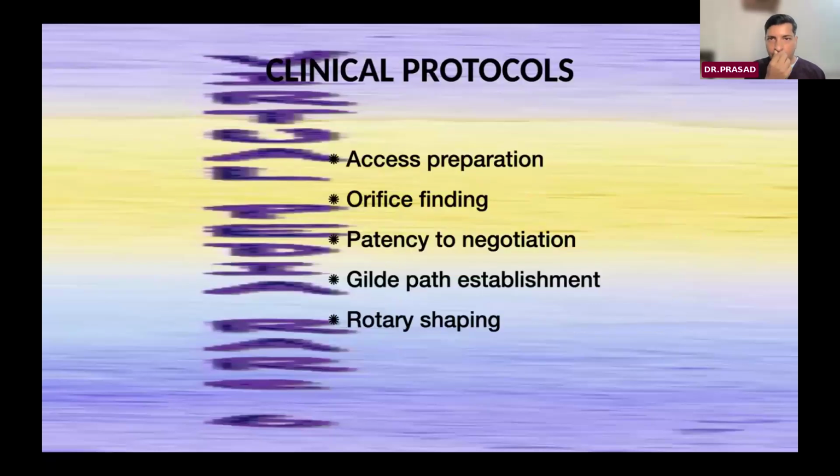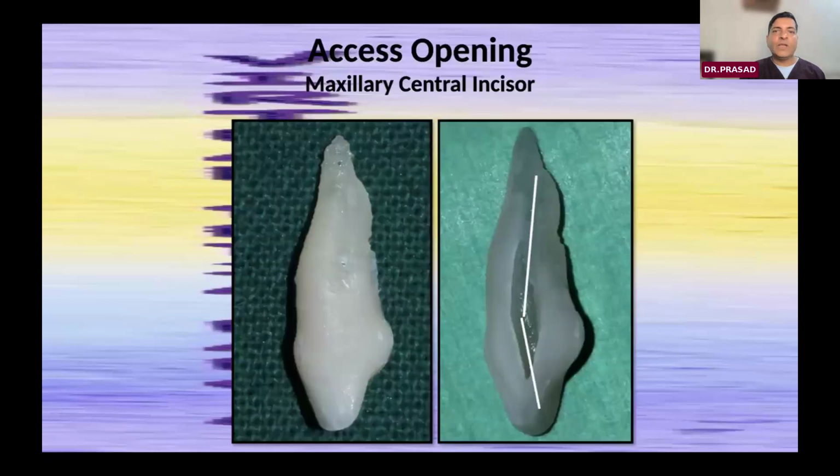The critical protocols are access preparation, orifice finding, patency negotiation, glide path establishment, and rotary shaping. Now I'll go one by one. Access opening, maxillary central incisor. If you see the cross section of the maxillary central incisor, this is a cross section of the maxillary central incisor.